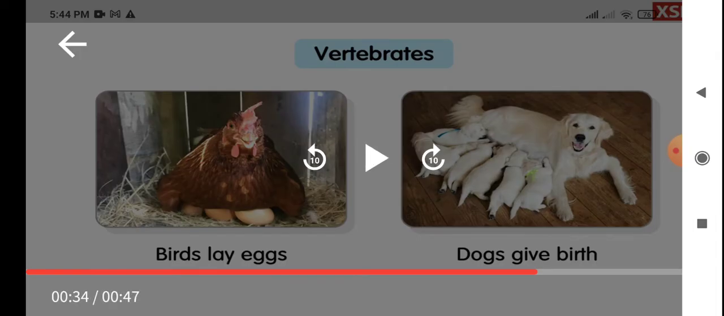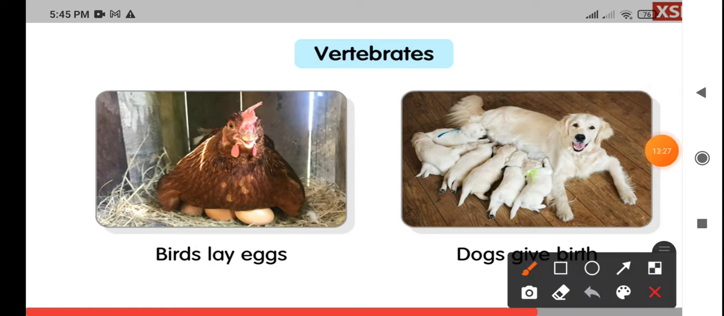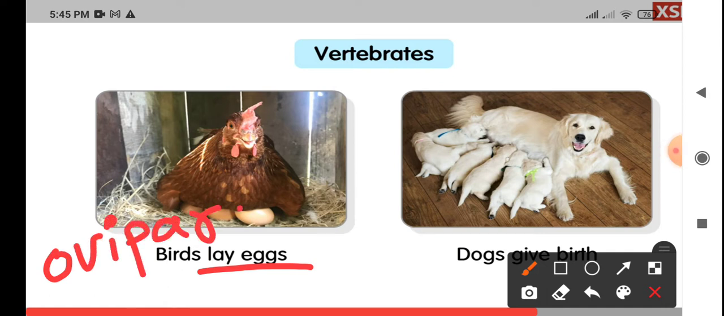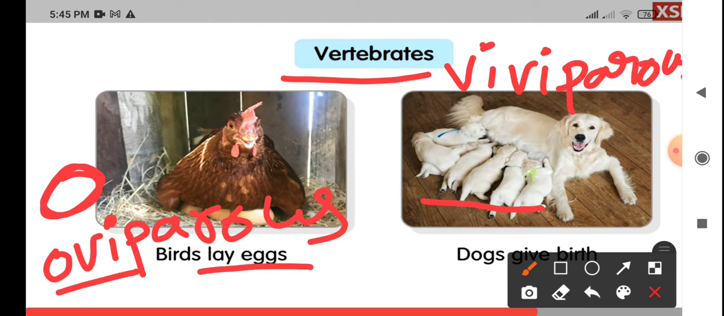Some vertebrates give birth to babies by laying eggs. The animals which lay eggs are known as oviparous animals. The animals which give birth to babies directly are known as viviparous animals. Eggs are oval in shape, that's why they got the name oviparous. And viviparous means directly giving birth to babies. Both are vertebrates. Both have a hard internal skeleton and a backbone. Only giving birth is different in oviparous and viviparous.